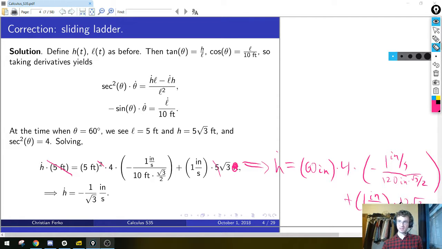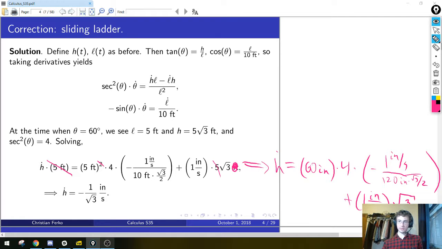So I was lying. There's not a 12 here. There's no need to convert feet to inches because the factor of feet has been canceled. You treat the letters ft just like a variable. You cancel those. Good. Okay, so we have this.